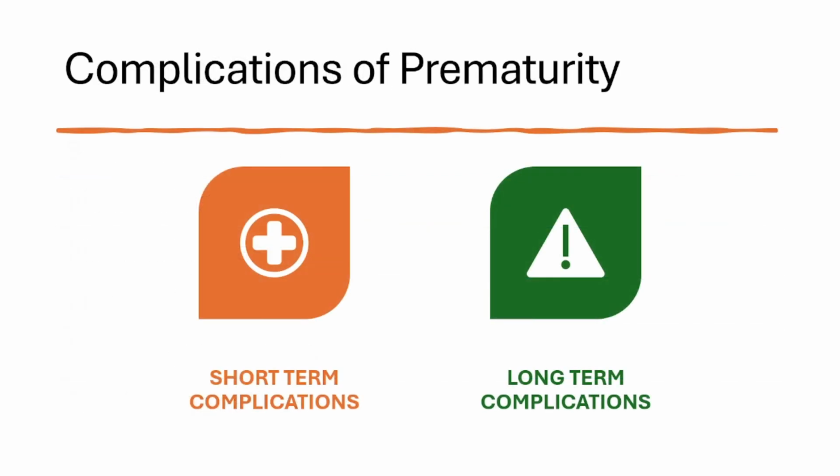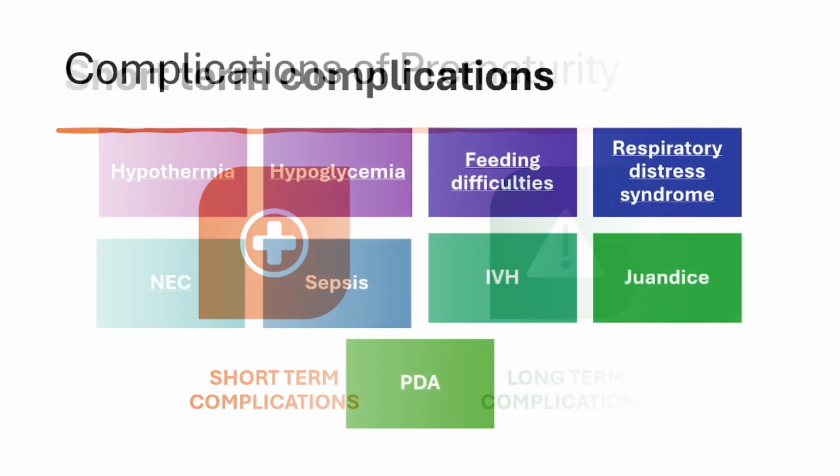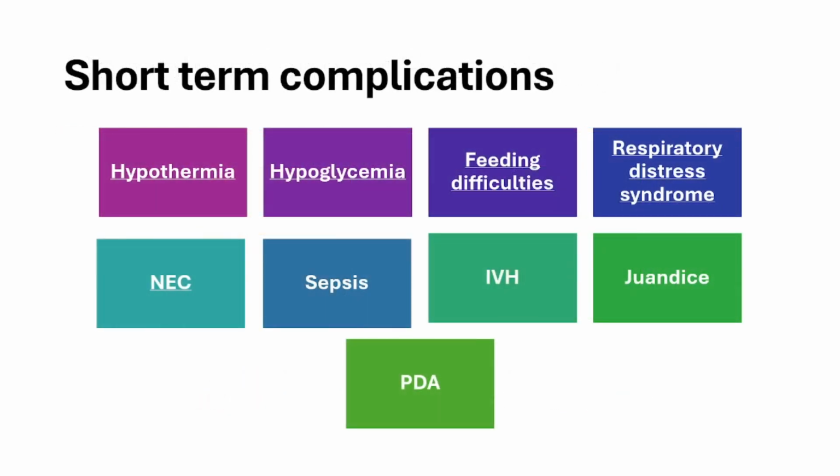Prematurity is associated with certain short-term or long-term complications. Short-term complications usually manifest in the first week of life. However, the long-term complications manifest later in life. Short-term complications include hypothermia, hypoglycemia, feeding difficulties, respiratory distress syndrome, sepsis, necrotizing enterocolitis, intraventricular hemorrhage, jaundice, and PDA. I'll be discussing all these complications one by one.